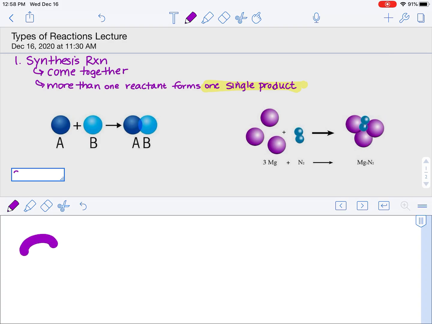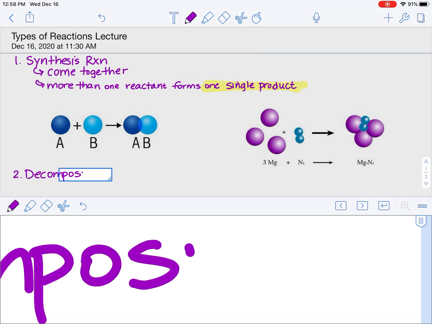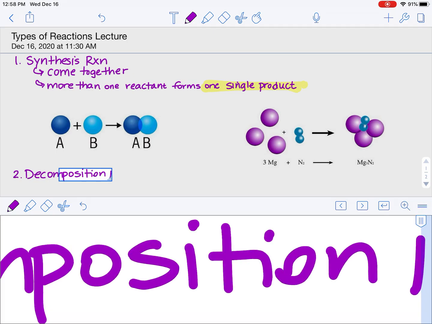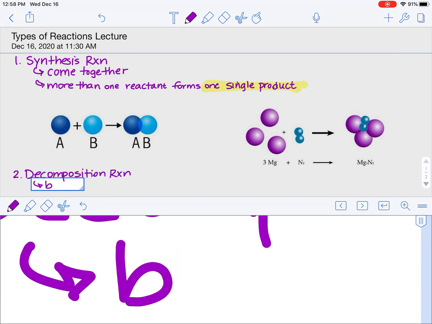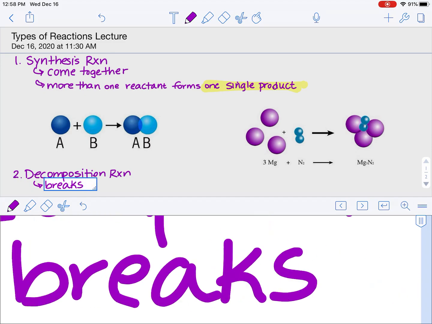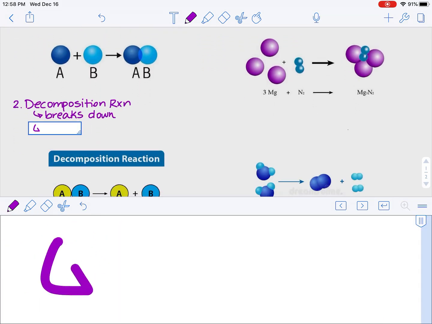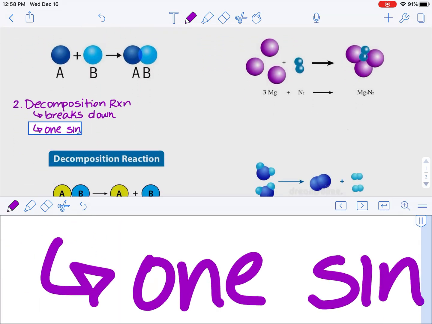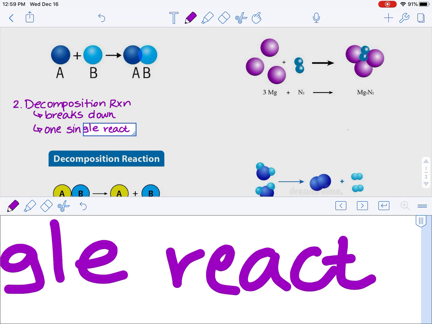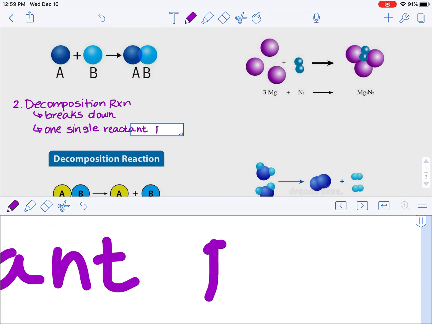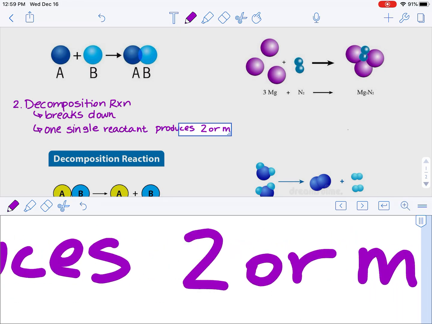The second type of reaction is called a decomposition reaction. Something that decomposes breaks down. The same is true in our decomposition reaction. What is it that's breaking down? One single reactant. It's going to break down to produce two or more products.